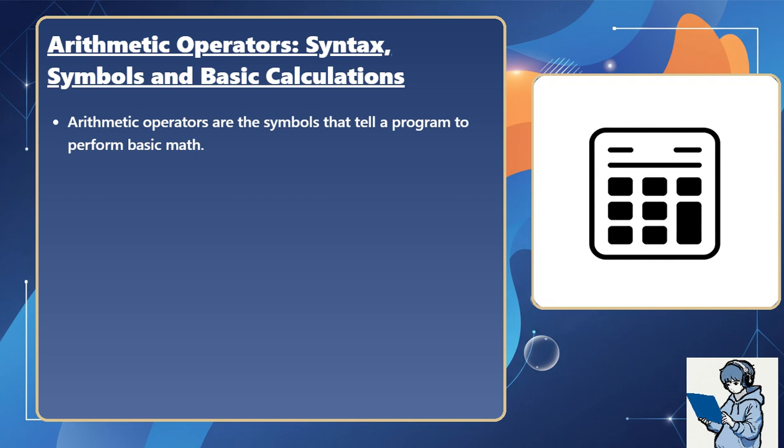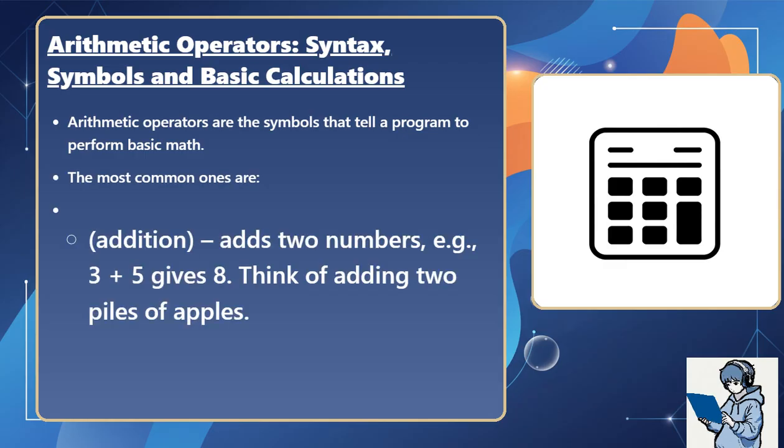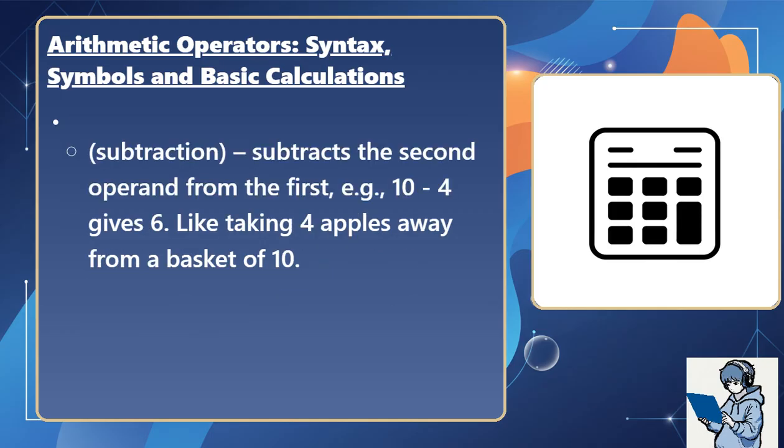Arithmetic operators are the symbols that tell a program to perform basic math. The most common ones are: plus, addition, adds two numbers, for example 3 plus 5 gives 8. Think of adding two piles of apples. Minus, subtraction, subtracts the second operand from the first, for example 10 minus 4 gives 6. Like taking 4 apples away from a basket of 10.